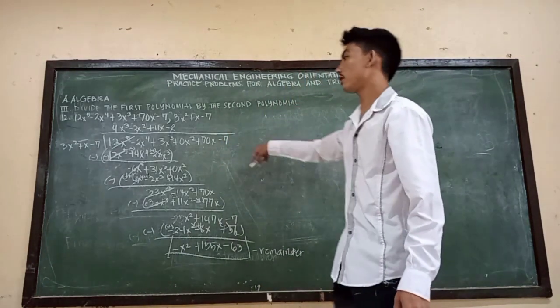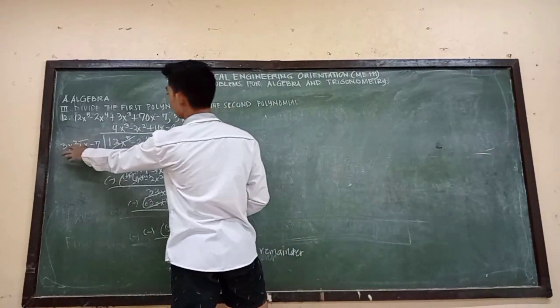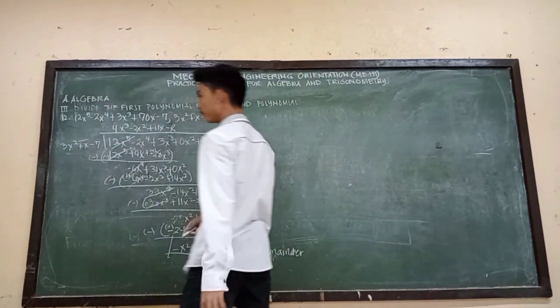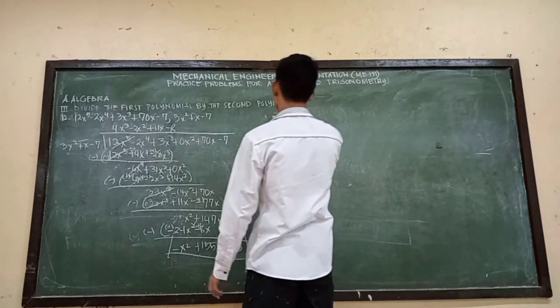Now, to check if our answer is correct, we will multiply our answer with 3x squared plus x minus 7.